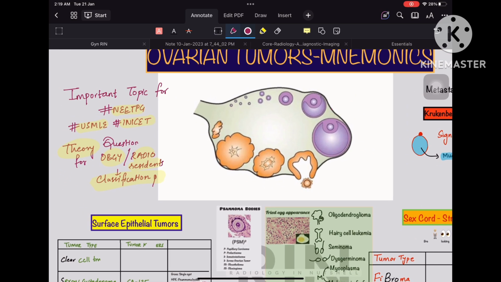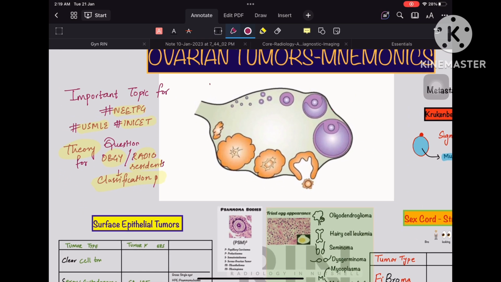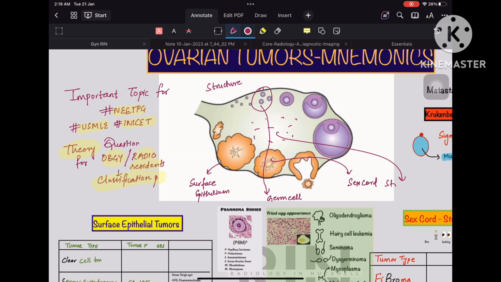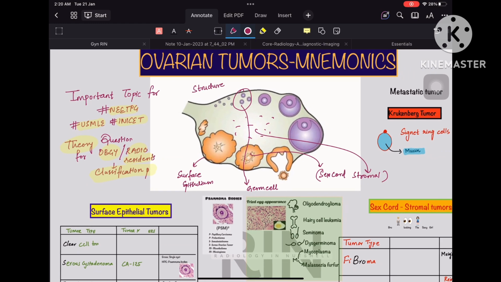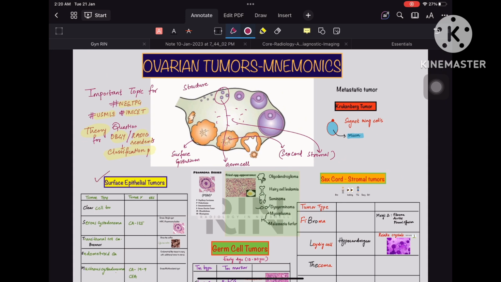Let us understand the anatomy of the ovary first to categorize the tumors. The first one is the surface epithelium, which gives rise to the surface epithelial tumors, and the second is the germ cells, which give rise to germ cell tumors. And the third part has two components: one is the sex cord component, and the other is the stromal component. Put together, these constitute sex cord stromal tumors. Now let us learn about the individual classification of these tumors.